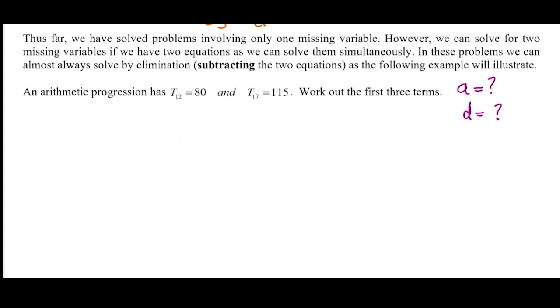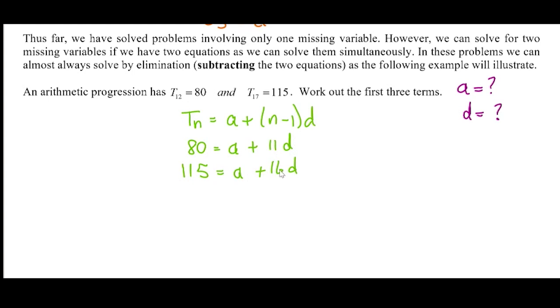Right, remember our formula? Tn is A plus n minus 1 lots of D. Right, we know that 80 is A plus 11D. And we also know that 115 is A plus 16D. Okay, now we've got an equation here that's got two variables in, A and D. We've got another one here that's got two variables in, and we're going to solve them simultaneously. Now, there are different ways of solving simultaneous equations. One of them is to isolate one of the variables.